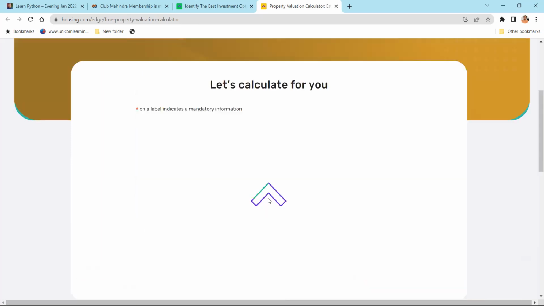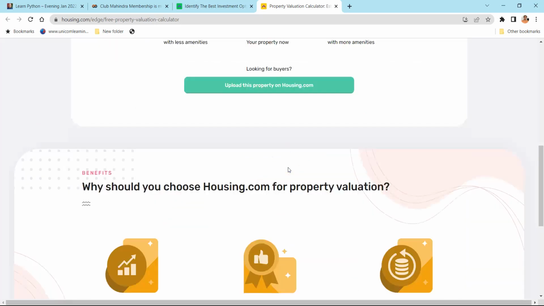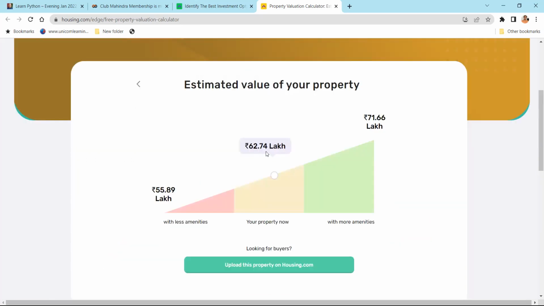Let's see, and tell me if you accept what they are talking about. You can even check if you are paying a higher rent or lower rent. Okay. I see, it says your property is worth about 62 lakhs. I think this is showing less. A property of 1600 square feet will be much higher than this. So you can actually check and see if you're paying a higher value of rent or a lower value of rent.